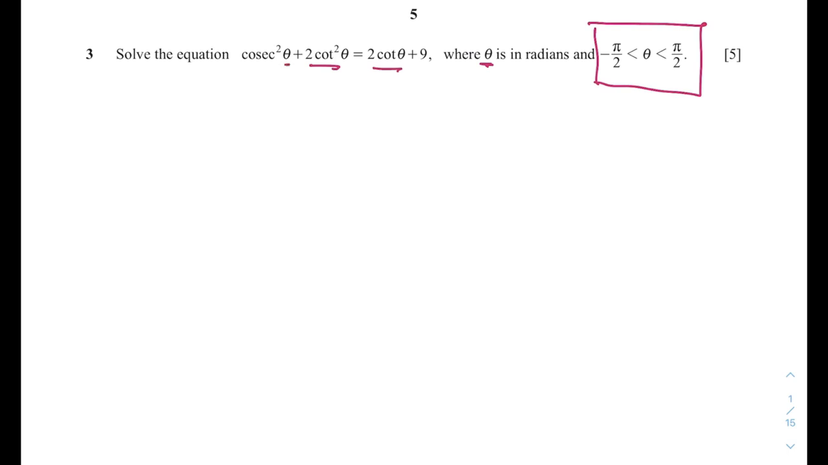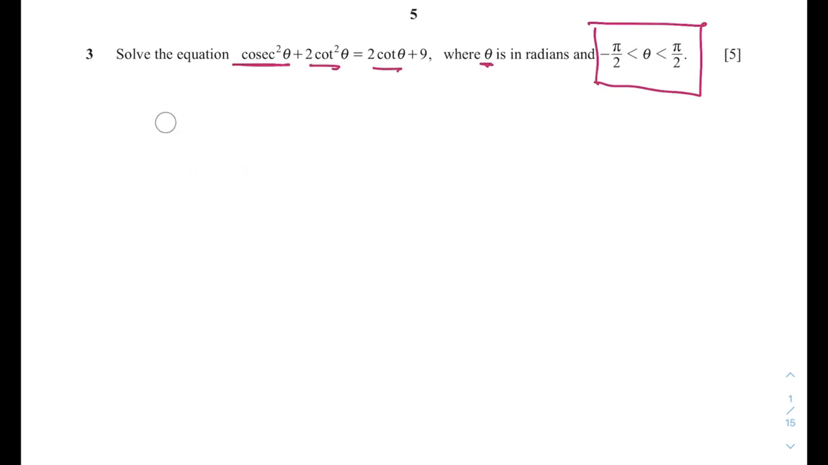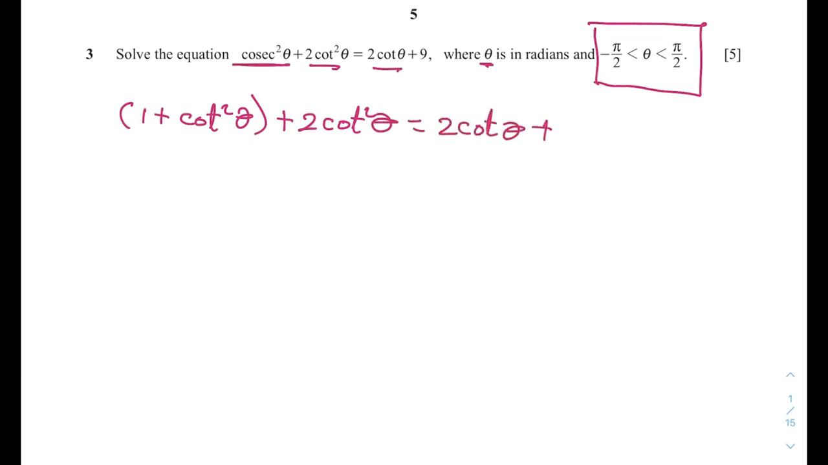So what we really want to do is to change this cosec to cot. Remember, we said that cosec square theta is equal to 1 plus cot square theta. This will be given to you, so don't memorize it. You don't need to memorize this guy. You don't need to memorize it, but of course, if you know it, it's great. Okay, so I'll write 1 plus cot square theta. Then we have plus 2 cot square theta is equal to 2 cot theta plus 9.